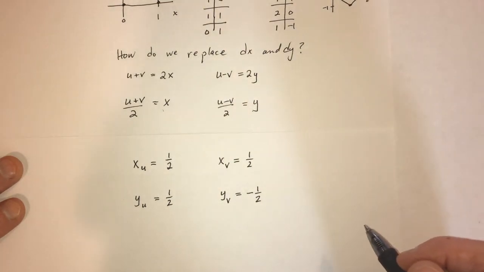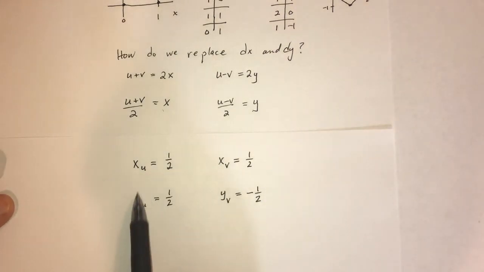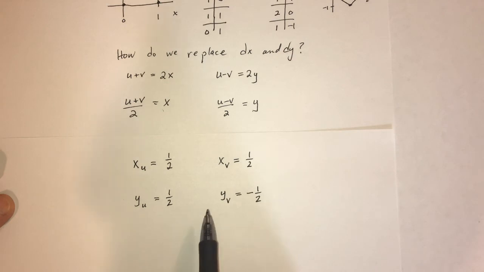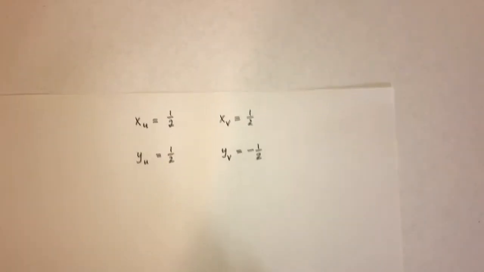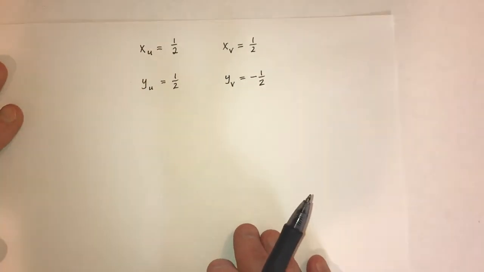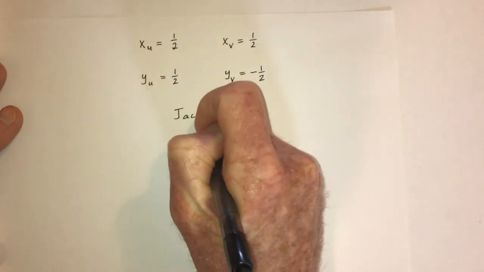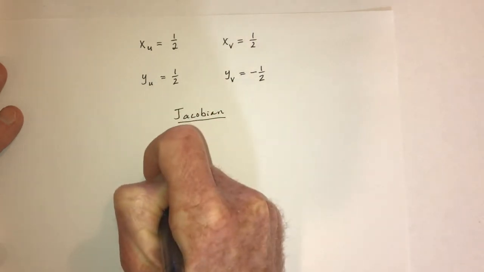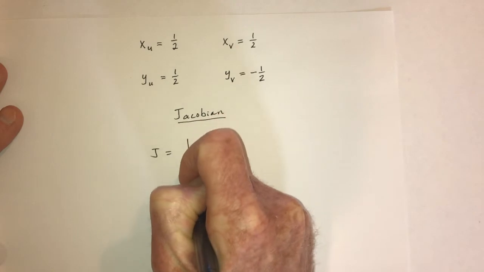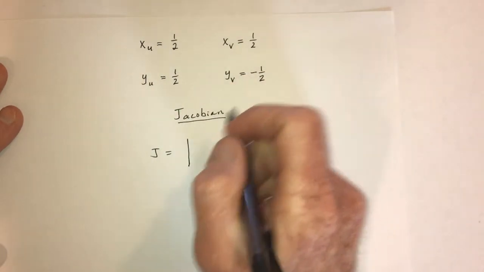So in Math 3a, we would just find one single dx. Here, we have 4 derivatives to consider. Then, what do we do with those 4 derivatives? You guessed it, a determinant. So this determinant is called the Jacobian. And it's the determinant of these 4 derivatives.